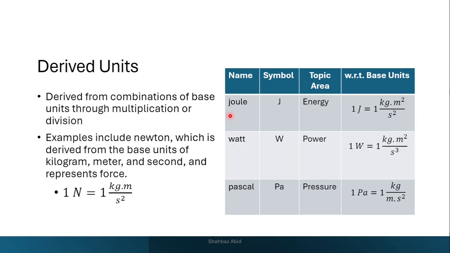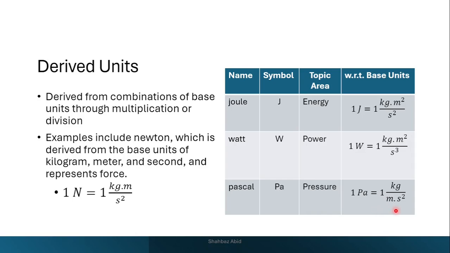There are other types of units which we are going to use in the later chapters. One is known as joule, which is a unit of energy, and its symbol is J. With respect to the base units, 1 joule is equal to 1 kilogram meter squared per second squared. The unit of power is watt, denoted as capital W, and 1 watt is equal to 1 kilogram meter squared per second cubed. The unit of pressure is Pascal, and it is denoted as Pa. 1 Pascal is equal to 1 kilogram per meter per second squared.